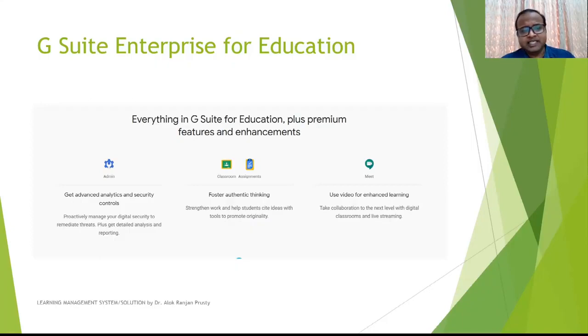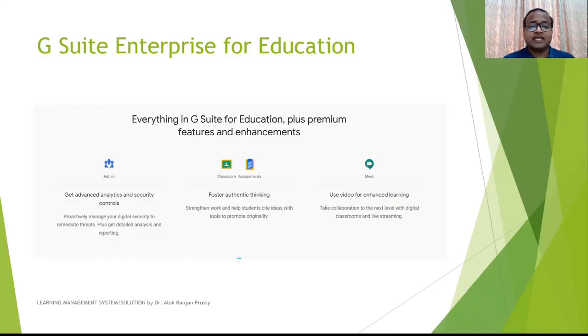Apart from that, in G Suite Enterprise for Education, we have some additional features like advanced analytics and security controls, which proactively manage your digital security and remediate threats, plus get detailed analysis and reporting. Also, it has facilities like Turnitin. Whenever a student is making some work and wants to copyright or patent it, there should be a case of originality.